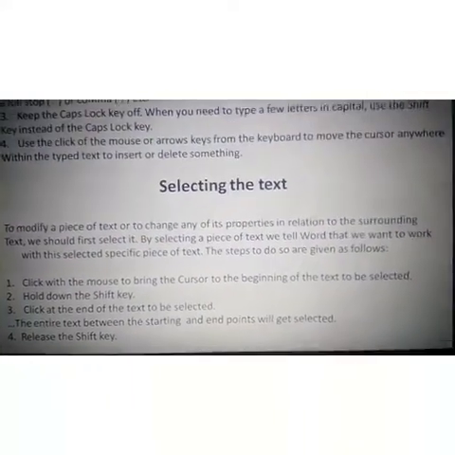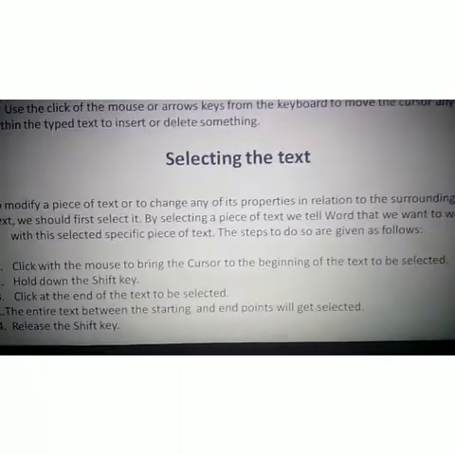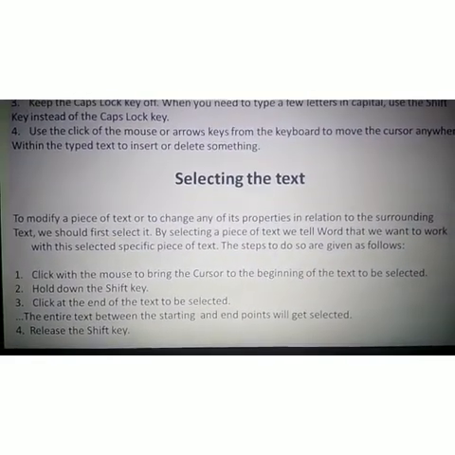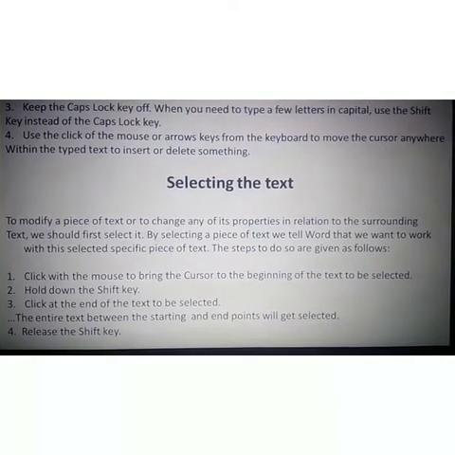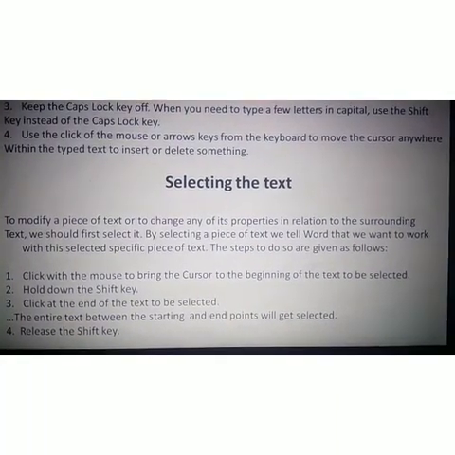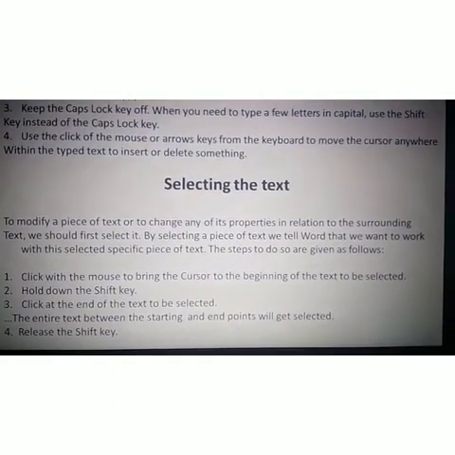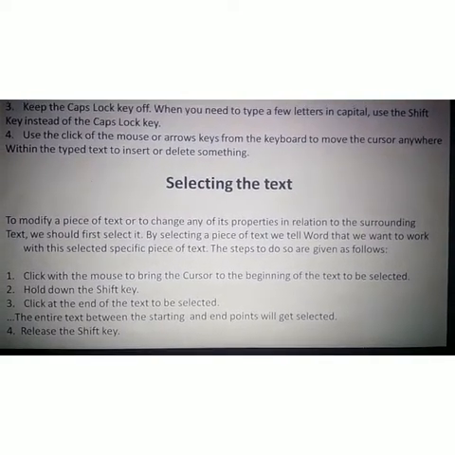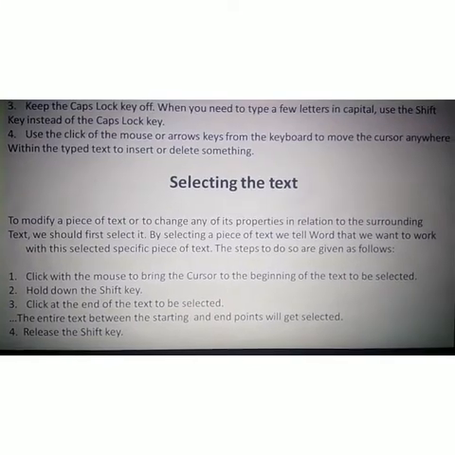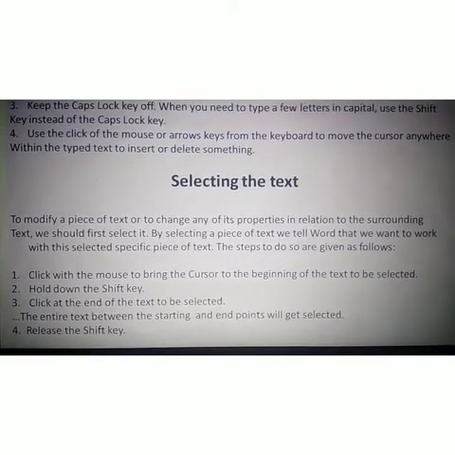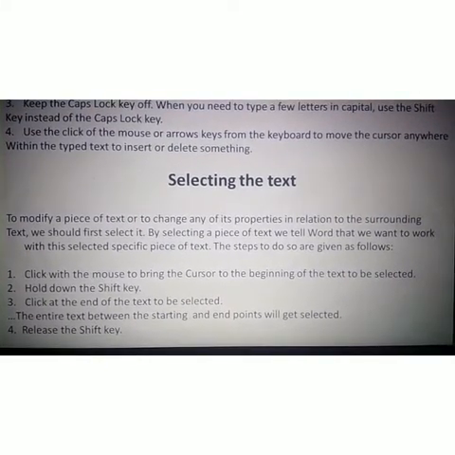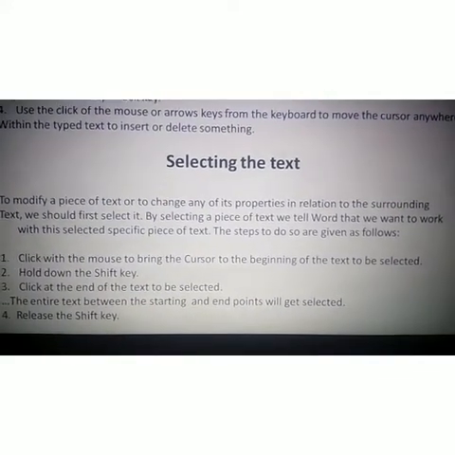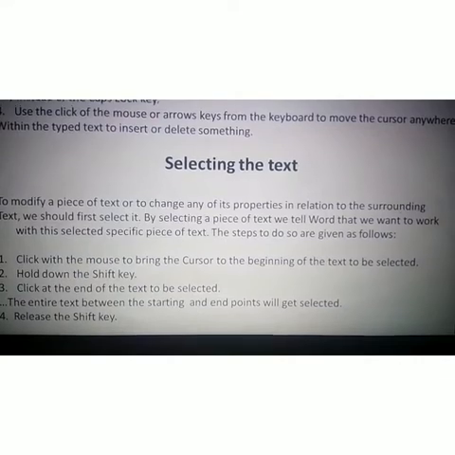Students, see next, selecting the text. It's very important. How to select the text? To modify a piece of text or to change any property in relation to the surrounding text, the steps are given below. First, click with the mouse to bring the cursor to the beginning of the text to be selected. Then hold down the shift key. Which key? Shift key.